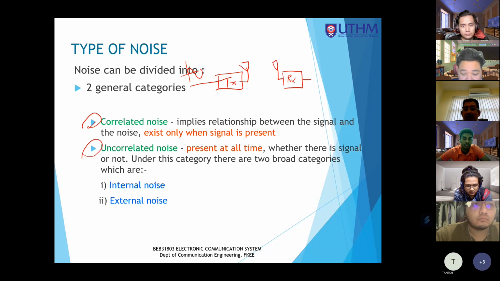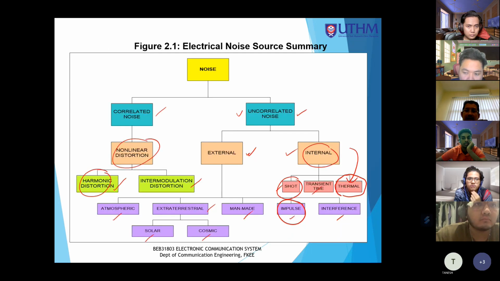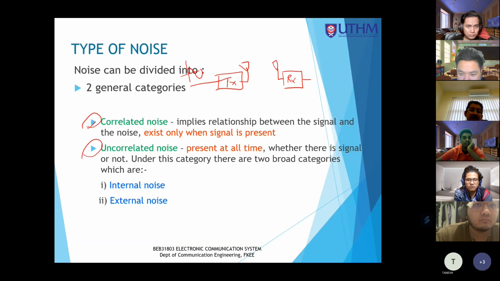Manakala untuk kategori yang kedua, uncorrelated noise. So uncorrelated noise is the type of noise that is present at all time, whether there's a signal or not. Okay, sama ada input signal ataupun tidak ada input signal, maka uncorrelated noise itu tetap wujud. Okay, dan seperti dalam gambar tadi, kalau kita lihat dalam uncorrelated noise, kita boleh further categorize kepada internal noise yang berlaku dalam sistem dan juga external noise, noise yang berlaku di luar daripada transmitter dan receiver.